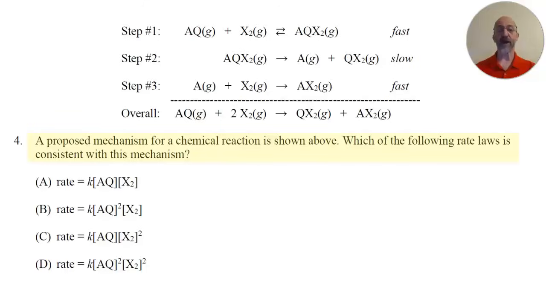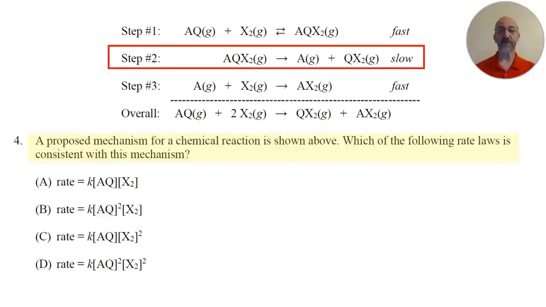Now, you'll notice right away that step 1 is not the slow step of this mechanism. Step 1 is actually a fast step, and it's a fast equilibrium. You can see double arrows in step 1, so that indicates that that's an equilibrium. So that's a fast equilibrium. And step 2 is the slow rate-determining step.